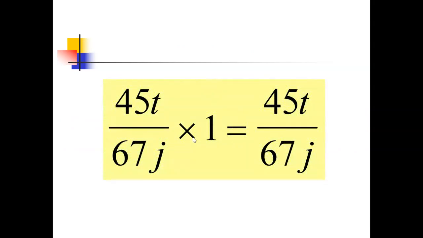Let's try this one. 45t over 67j times 1 equals 45t over 67j. The number before multiplying and the number after remains the same. So I have exactly the same thing before and after the equal sign. 1 is the number that, when you multiply by anything, keeps the thing same. This is an example of identity property when you're multiplying.